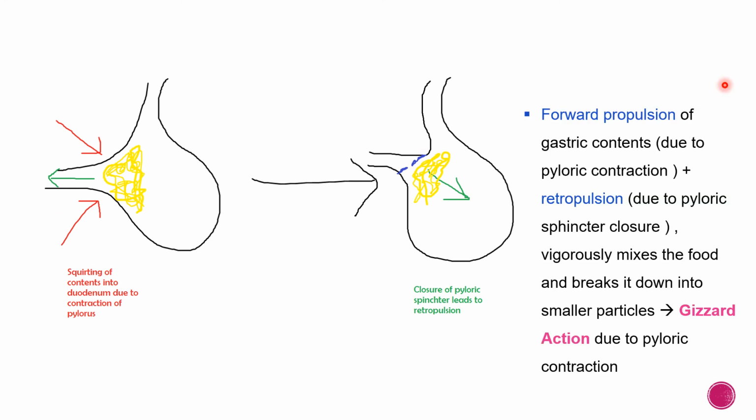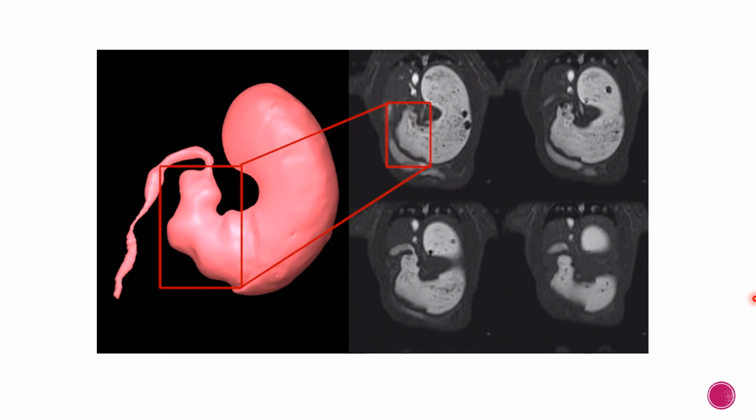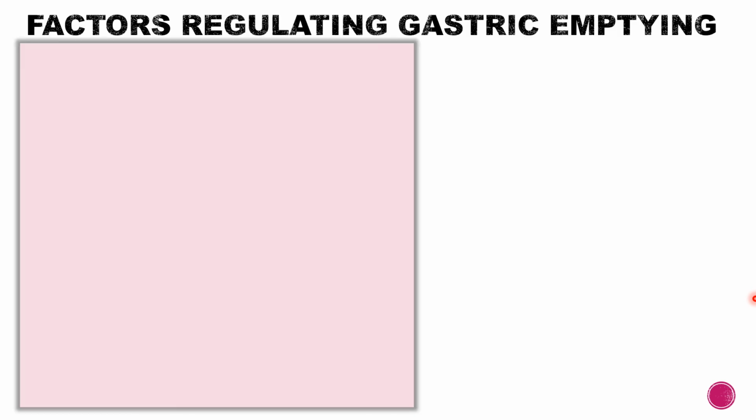The forward propulsion of gastric contents due to pyloric contraction plus retropulsion due to pyloric sphincter closure vigorously mixes the food and breaks it down into smaller particles. This together is known as the jet action due to pyloric contraction, and as a result, the food particles are broken down into smaller parts. See? Okay. So now the important things are the factors regulating gastric emptying.